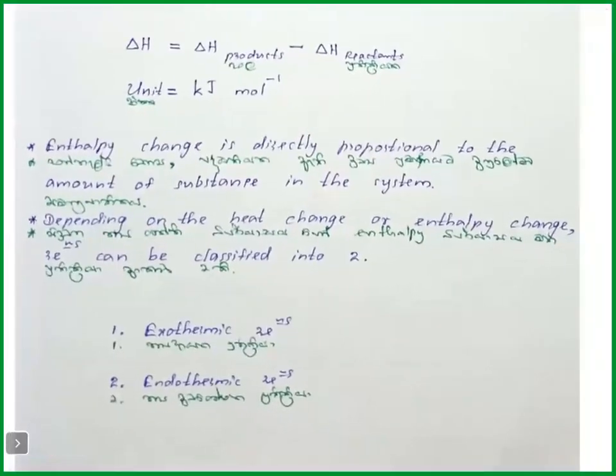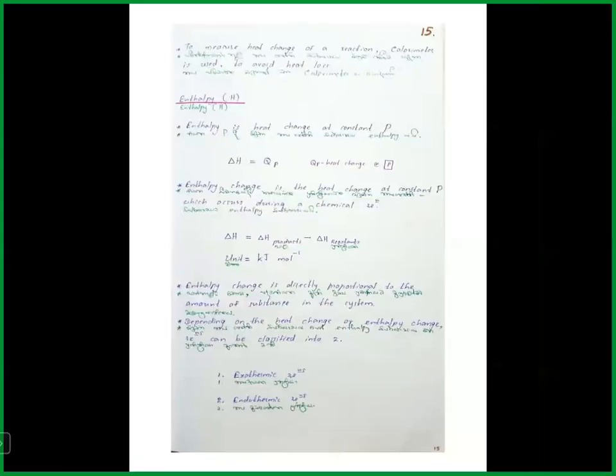Enthalpy change is directly proportional to the amount of substance in the system. So when we are defining enthalpy, we are always defining it per mole, because if the number of moles is changing, the enthalpy value is also changing. So thermodynamically, heat change or the enthalpy change can be classified into two parts: exothermic and endothermic.